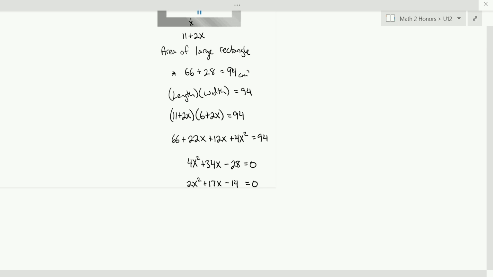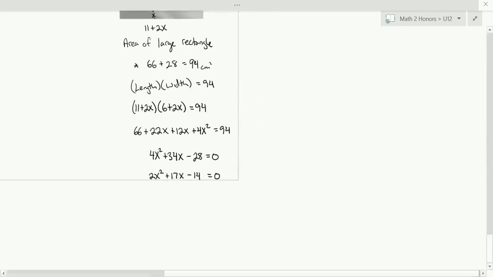Either of these. Okay. If you're on that, it's the right direction to go. So then we can check if it factors, because if it does, it might be a little less work for us. When we factor, remember we're looking for 2 numbers that multiply to a times c, so 2 times negative 14, and add to b, which would be 17.